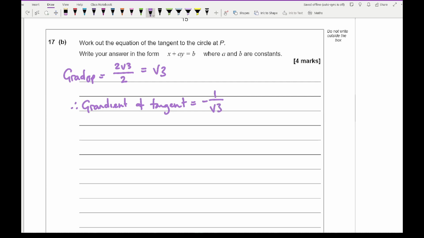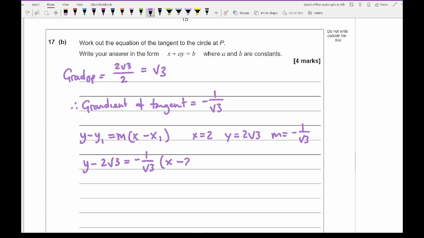Then using y minus y1 equals m times x minus x1, I know that I'm going to use the coordinate of x equals 2 and y equals 2 root 3 and m equals minus 1 over root 3. Substituting that all in, I get y minus 2 root 3 equals minus 1 over root 3 times x minus 2.